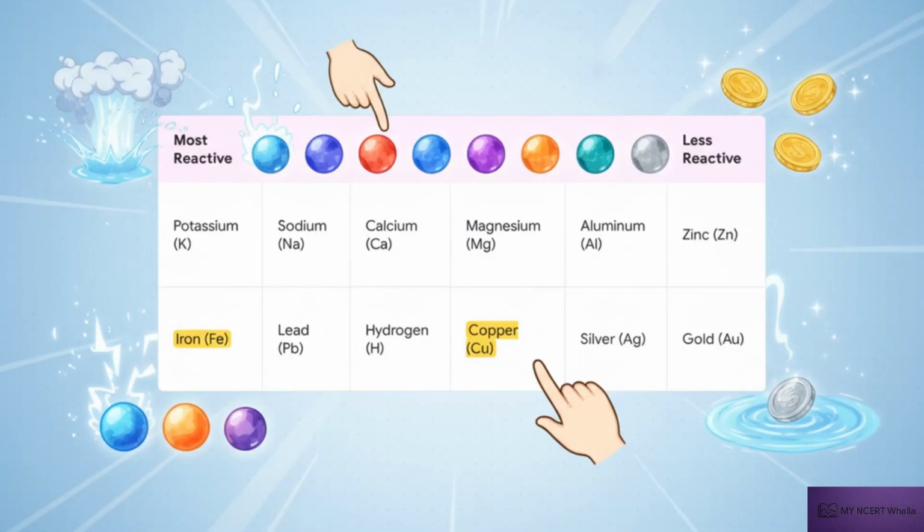So, how do we know who's stronger? Well, we use this handy little cheat sheet, the reactivity series. It ranks the elements from the most reactive at the top down to the least reactive at the bottom. The rule is simple. An element can only kick out another element that's below it on this list.